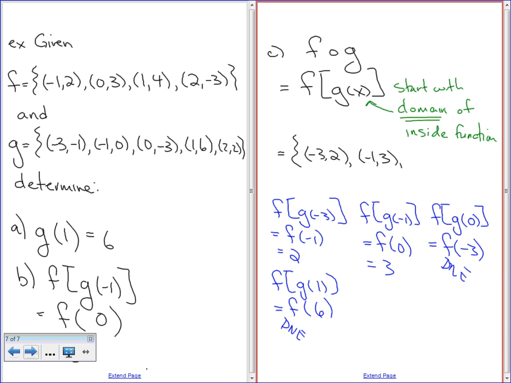Now I'll do the last one, which is 2. g at 2 is 2, and f at 2 is -3. So I got a point. I started with 2, and I ended with -3.